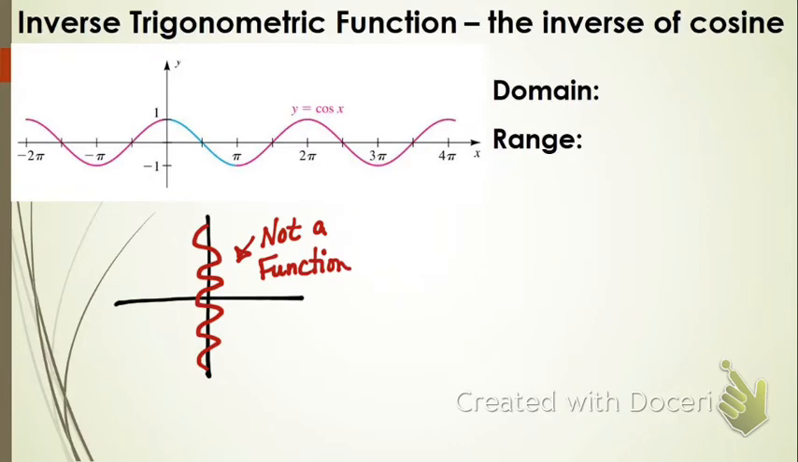What is the domain of cosine? All real numbers. What is the range of cosine? -1 to +1. Since it's not a function when I take it and turn it on its side, when I make it into the inverse, what am I going to have to do to my original function so that my inverse can be a function? I have to restrict the domain again.